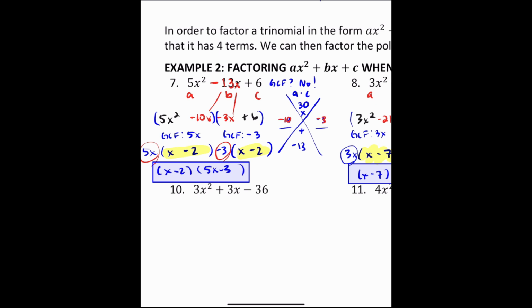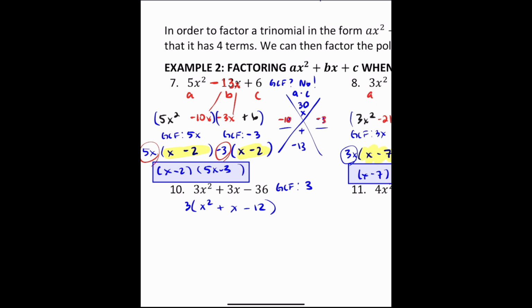Okay, so let's do number 10. Let's not be antsy and just jump right into one of the methods. We need to factor by the GCF if there's any. So, is there a GCF between 3x squared and +3x and -36? Yes, the GCF is 3, so we have 3 times the quantity of x squared plus x minus 12.